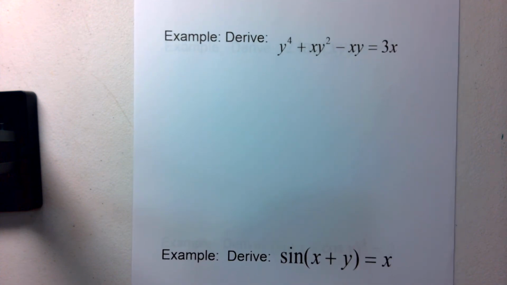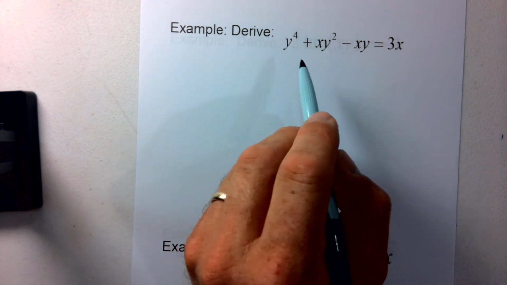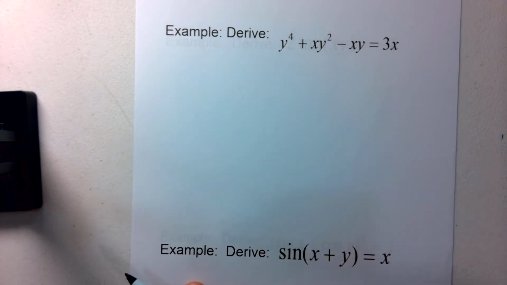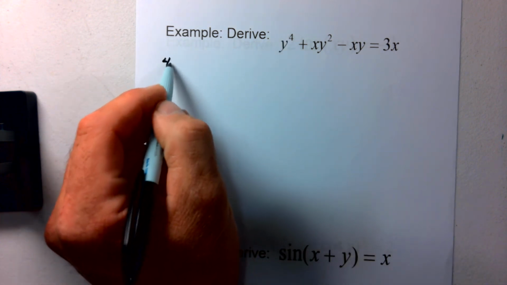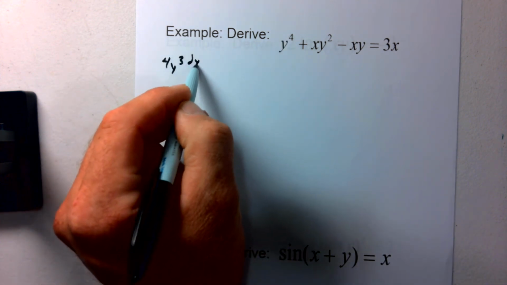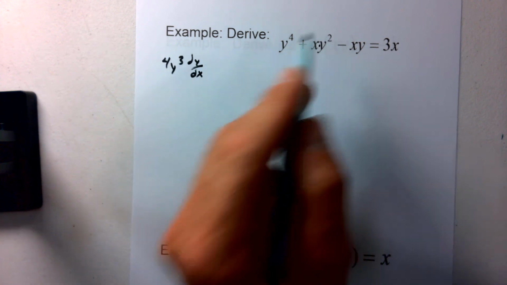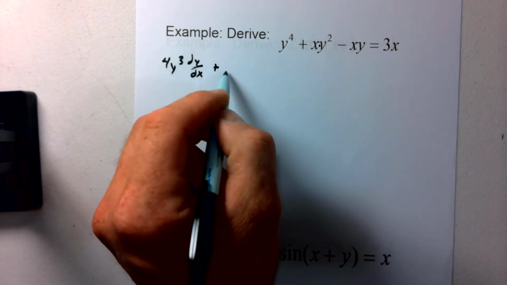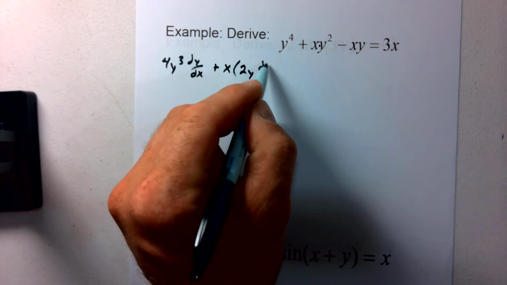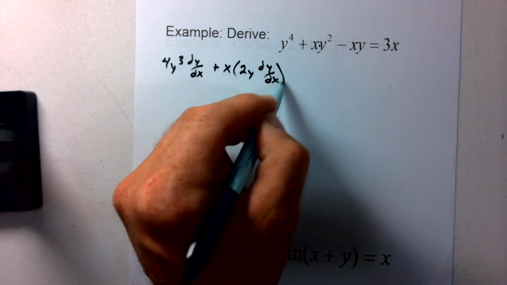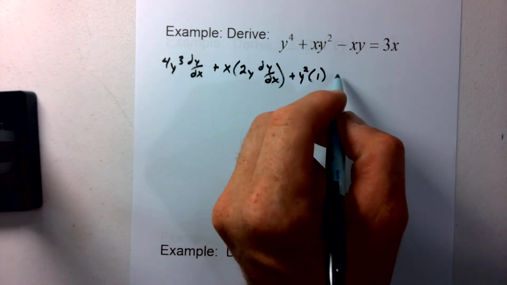We can get ugly, we can get nasty, and we can get very nasty. So this example is probably one of the nastier ones we're going to see. We have the derivative of y to the fourth, which is 4y to the third dy dx. Then the derivative of x times y squared. So we're going to add x, the derivative of y squared, which is 2y dy dx, plus y squared times 1.